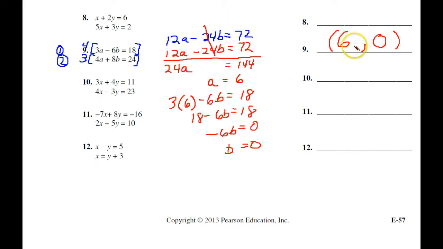Remember, this is the x-intercept. And for example 8, it was a negative 2, you don't want to look it up, and a 4.